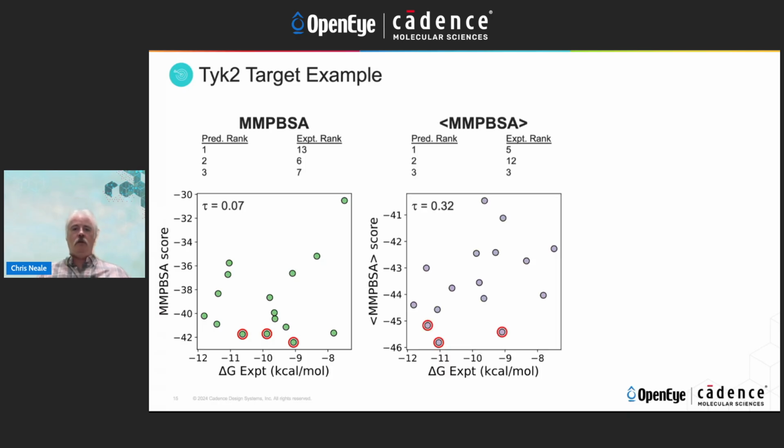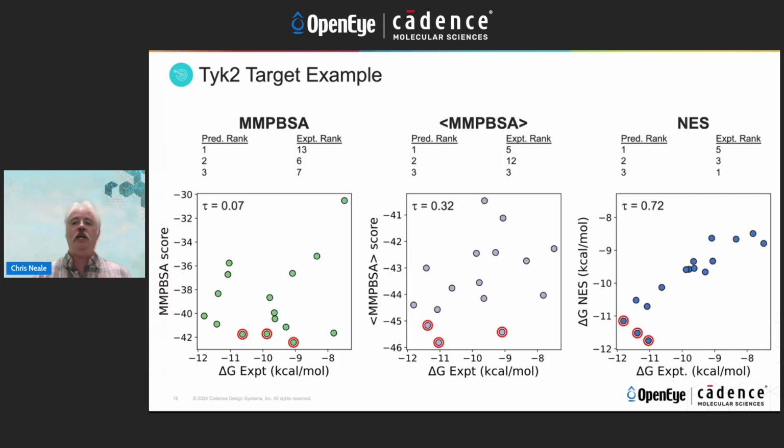We move to the ensemble average MMPBSA. You can see that we're starting to get a slightly higher tau, still not a very useful relationship. We're starting to push those 3 selected ligands to the left, which is enriching in higher affinity. But when we move on to NES, you can see that we've now got a very robust correlation. In fact, the 3 ligands at the front of our rank ordered list from NES are within the top 5 best binding ligands from experiment.